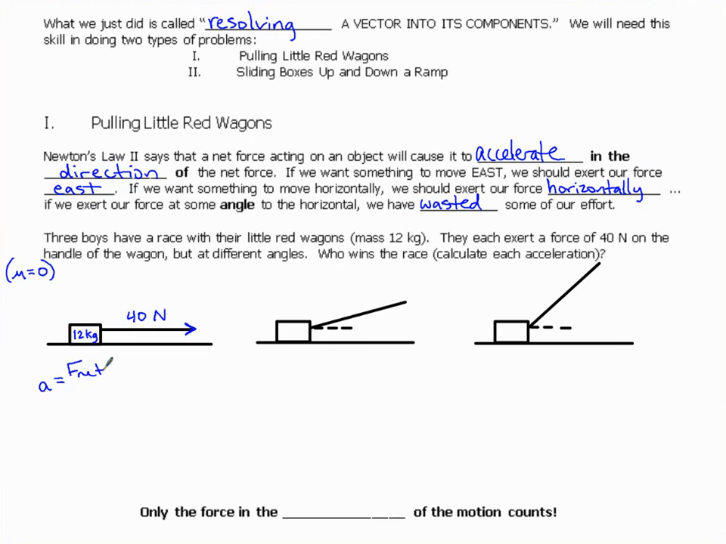So looking at Newton's second law, the acceleration is the net force divided by the mass. Our net force here is 40 newtons and the mass 12 kilograms, and so we find an acceleration of 3.33 meters per second squared.